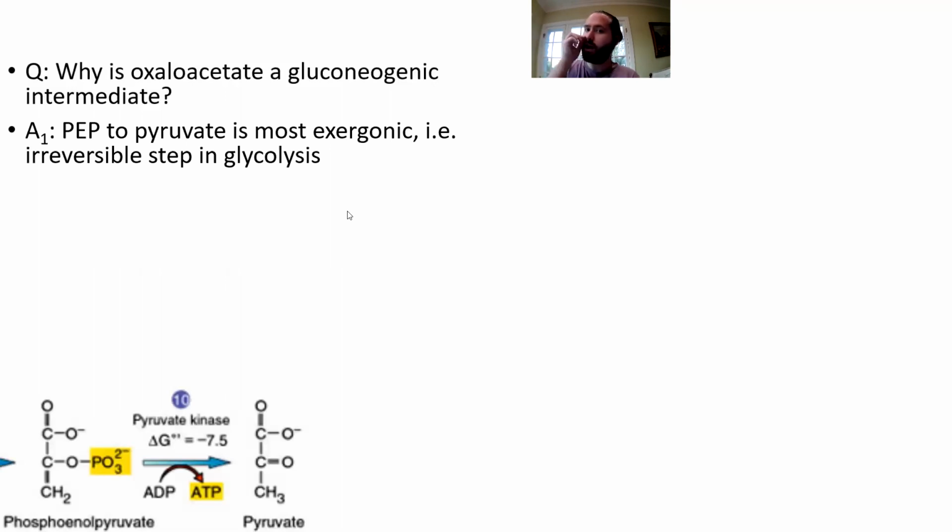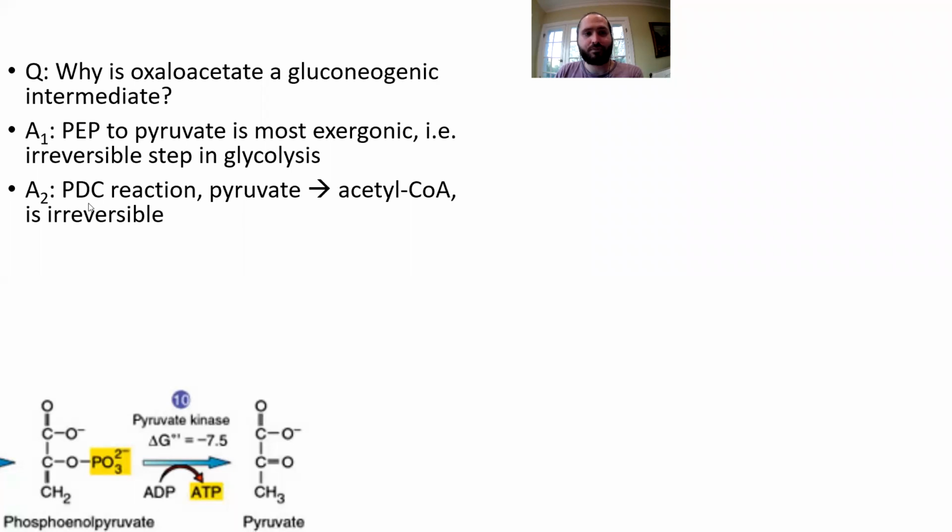One answer, the obvious answer, is that because PEP to pyruvate is actually the most exergonic, the most irreversible step in glycolysis, it would make sense to figure out a different way to get back to phosphoenolpyruvate than trying to reverse a negative 7.5 delta G reaction, which is going to be positive 7.5 in the opposite direction. So one answer would be, it's just easier to do it a different way than to try to reverse such an exergonic step.